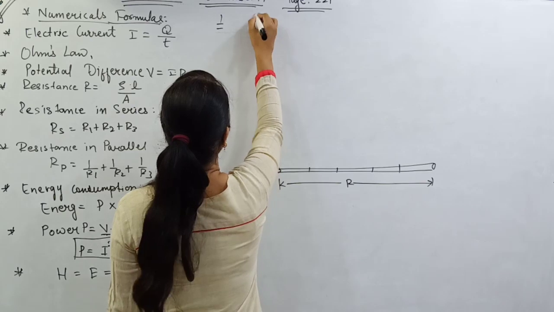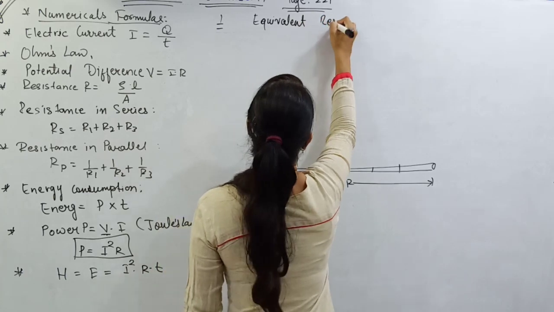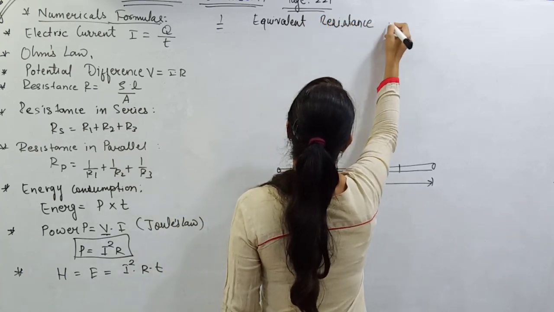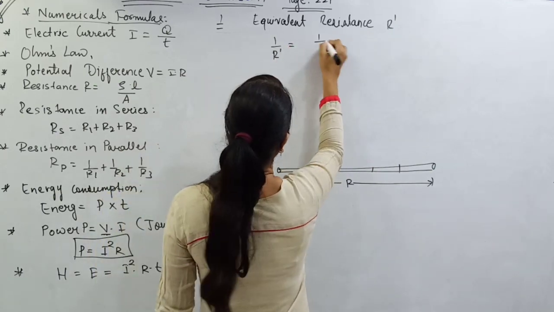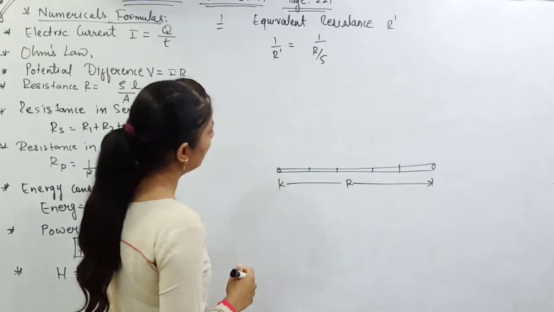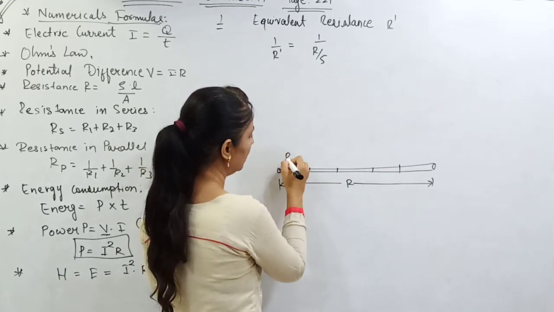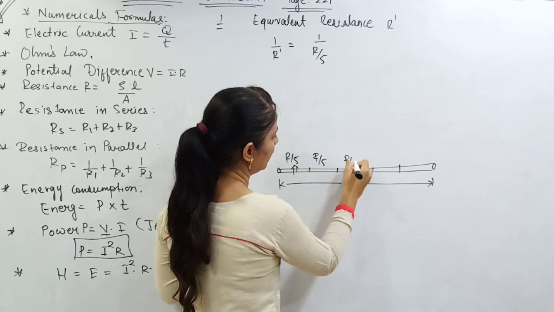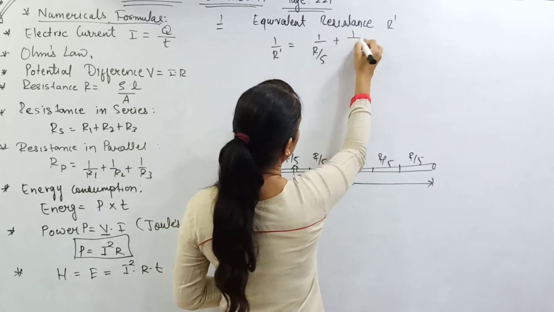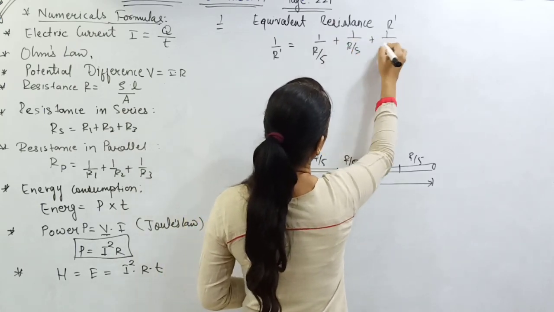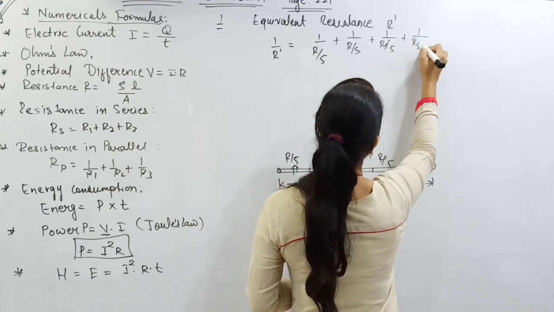So I can go with the equivalent resistance, that is R dash. So 1 upon R dash is equal to 1 upon R by 5. Why, everyone? R by 5, because I have to divide the whole into 5 parts, so the individual part's resistance will be R upon 5. R by 5 and R by 5. One more thing, everyone: I have to take it in a parallel combination, because according to the question, the parts are connected in parallel form.